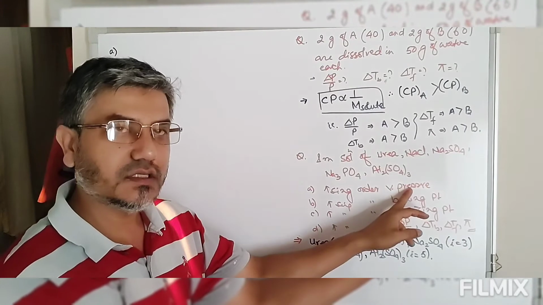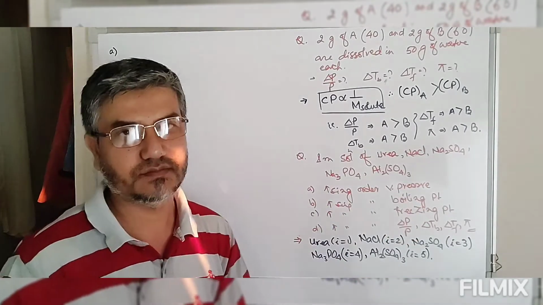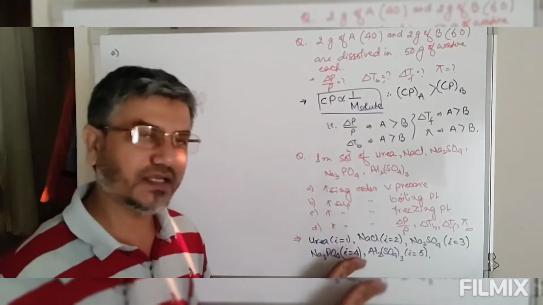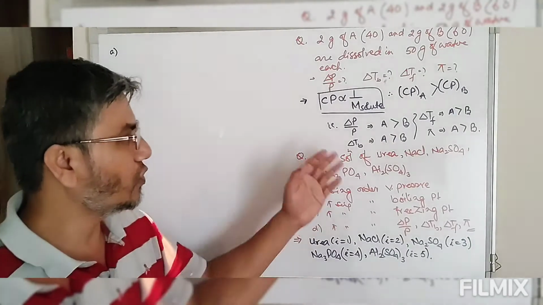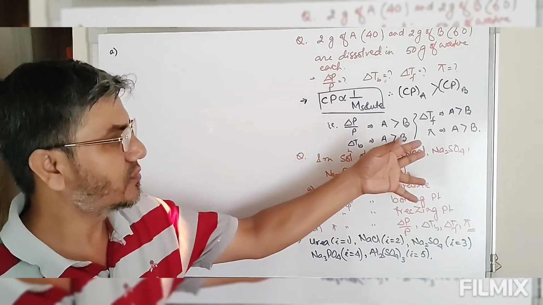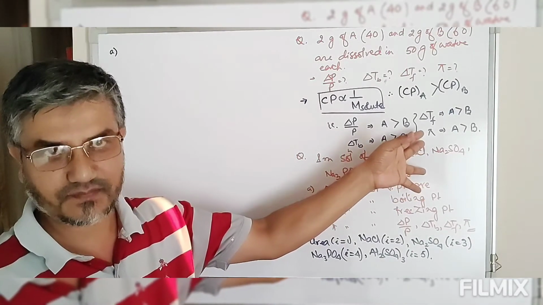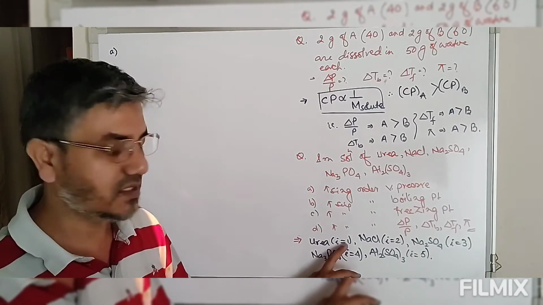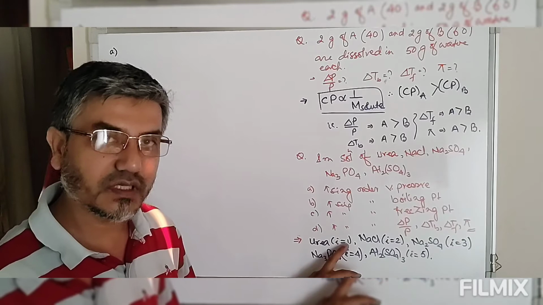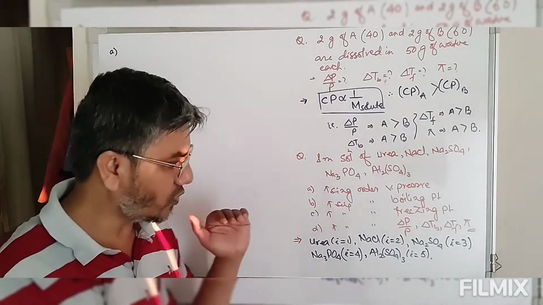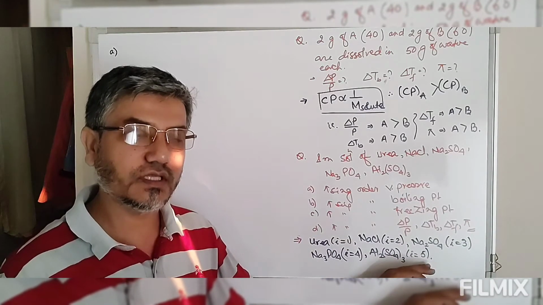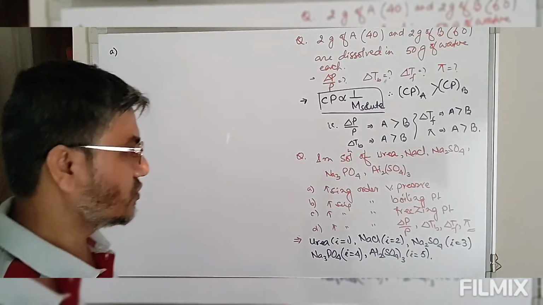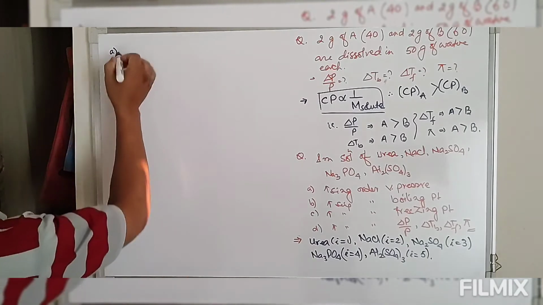Vapor pressure of the solution will be more if the number of particles is less, because all these are aqueous solutions. So if the number of solute particles is less, then the vapor pressure will be more. If the number of solute particles is more, then the vapor pressure of the solution will be much less. So now look at this vapor pressure.